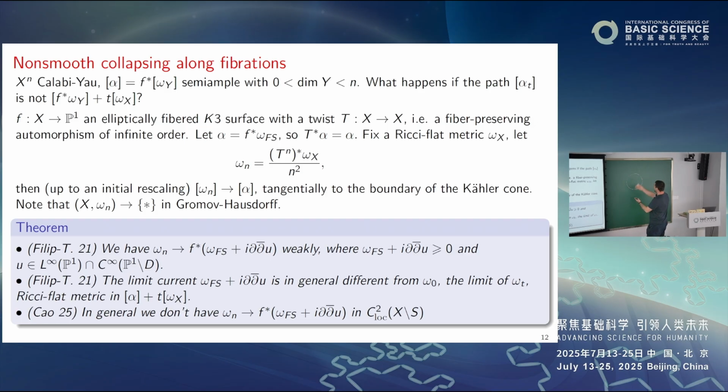This is the slice of the Kähler cone. So the alpha is here. The previous picture was this one. This one is approaching this way. This omega n are converging like that.